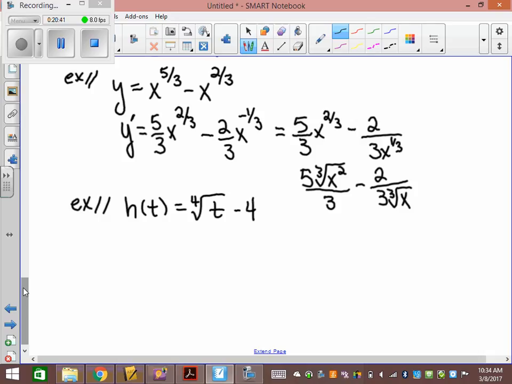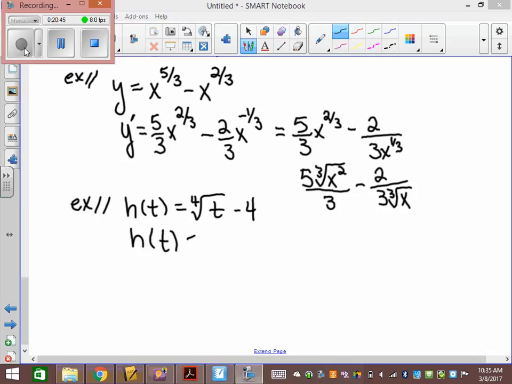Try that one out. This is h of t equals t to the quarter minus 4. And then I'm going to do h prime of t equals, take the quarter, drop it in front, rewrite the t, and then a quarter minus 4 over 4, because that's minusing 1, is negative 3/4, and then the 4 just goes away. That's that.